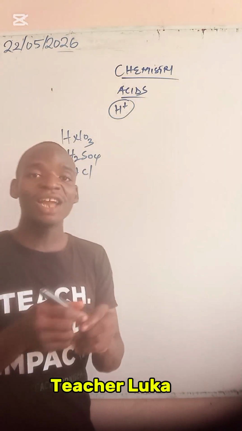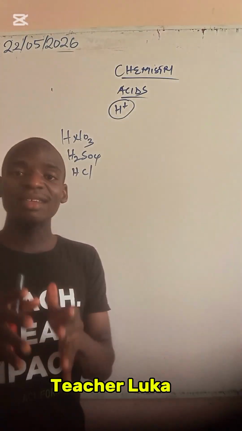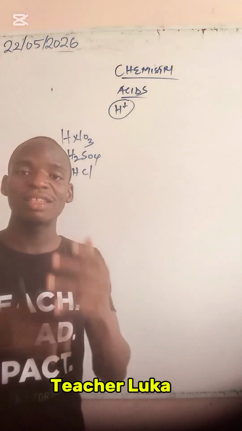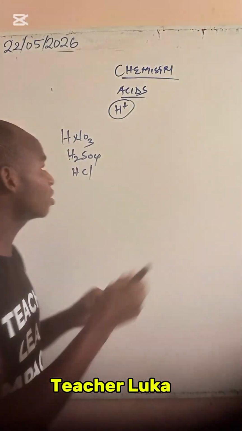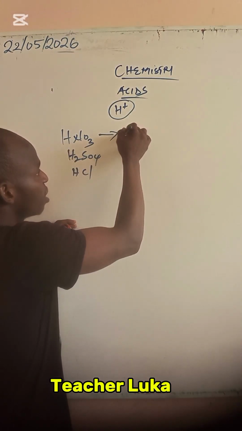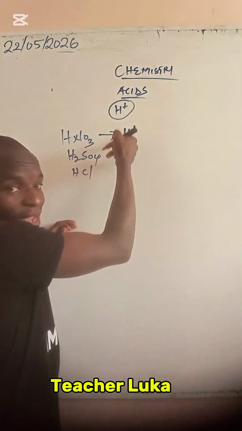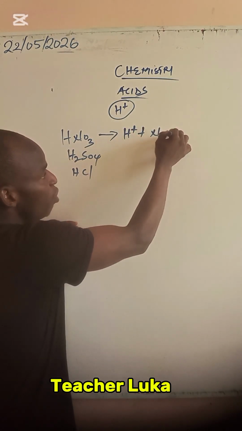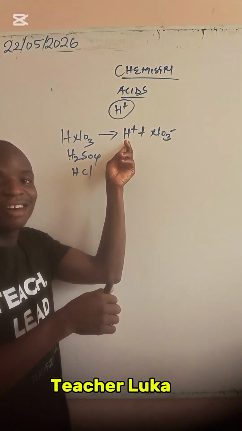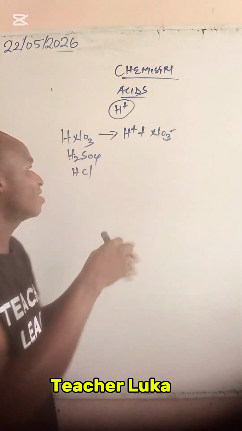Do you understand? Now, from the definition, we said acids ionize in water to produce what? Hydrogen ions as the only positive ions. Now let's check that. When nitric acid ionizes in water, it will give us hydrogen plus, which is the hydrogen ion, plus what? NO3 minus. So the only positive ion here is the H plus. Are you following? So this is an acid.